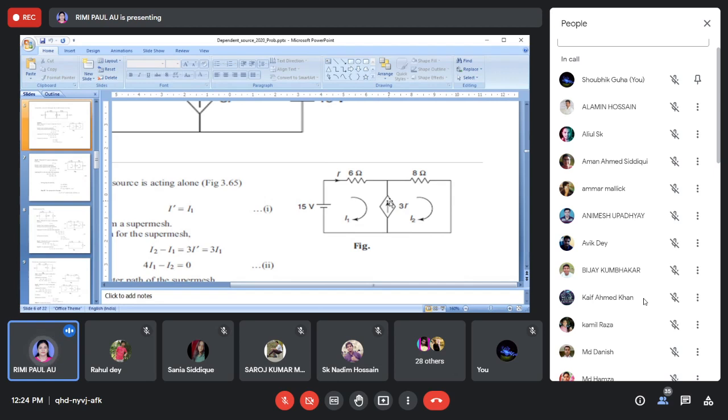And for the second equation, you just have to omit this branch. So what will be the second equation? Minus 15 plus 6I1 plus 8I2 is equal to 0. Now what is I1? I1 is equal to I prime. So you can replace I prime with I1, because I1 and I prime are both the same. Can I replace it? Yes, I can replace it.